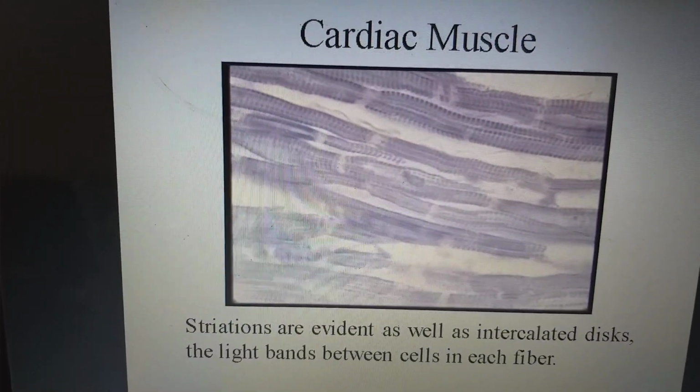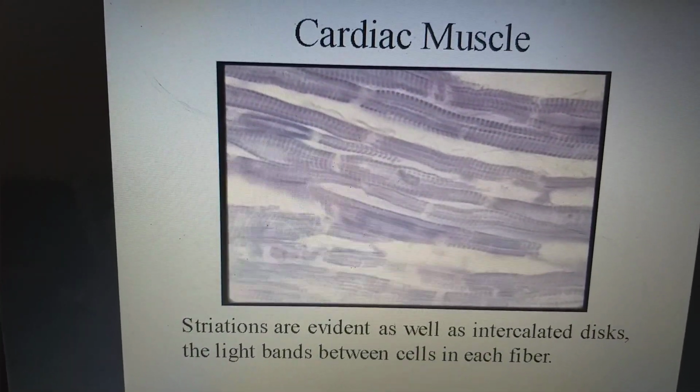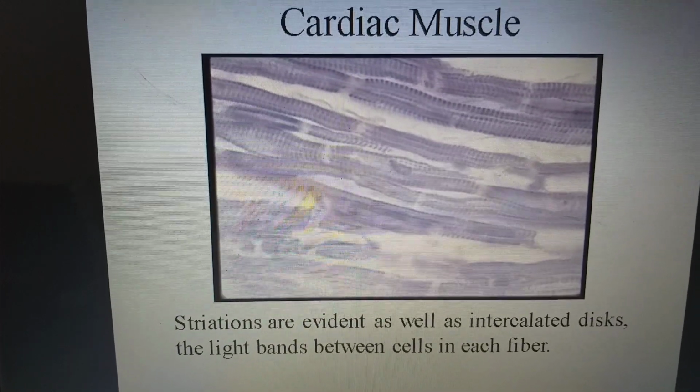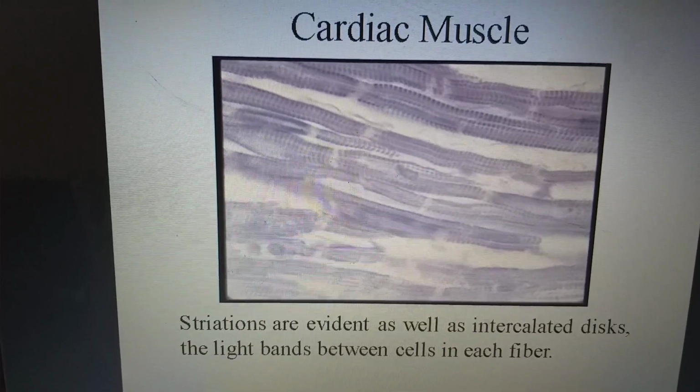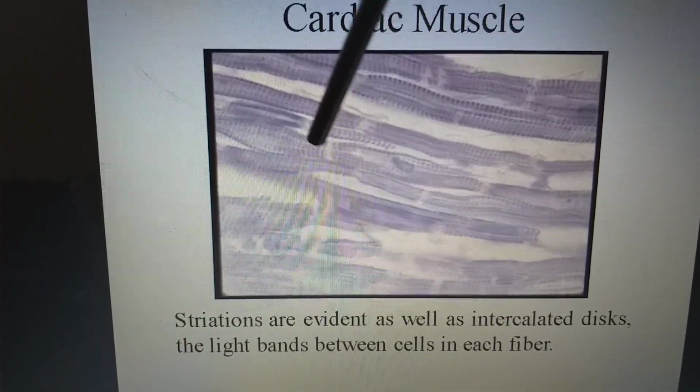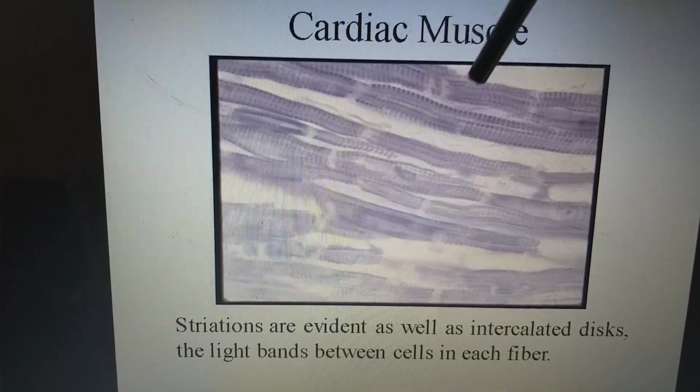So this is the picture of the cardiac muscle. Striations are evident. We can see the straight lines. Striations are evident, as well as intercalated discs. The light bands between the cells are the intercalated discs. So we can see these are the intercalated discs.